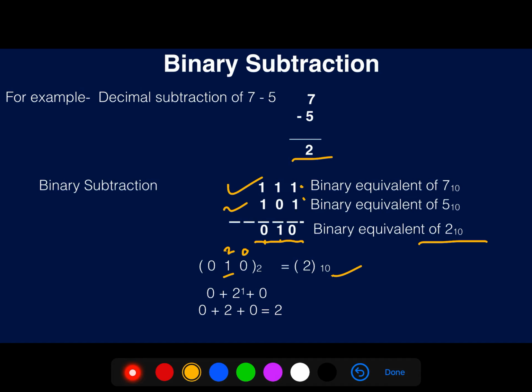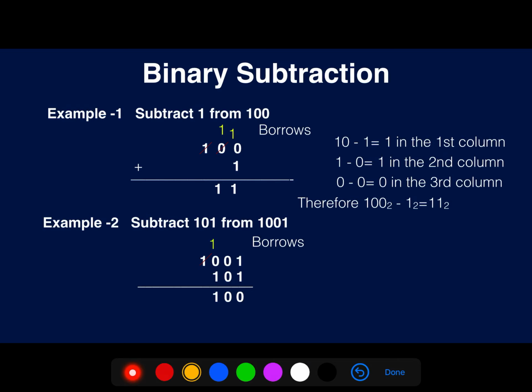Because it is a positional value system, it is 2 raised to the powers 0, 1 and 2. So 2 raised to power 1 makes it 2. I think that is very simple. So we have checked our answer of decimal subtraction using binary subtraction, and the result is exactly the same. In our day-to-day life we use the decimal technique, but the computer doesn't follow the decimal number system. The computer does the binary subtraction of 7 minus 5 this way. I hope you are getting it.